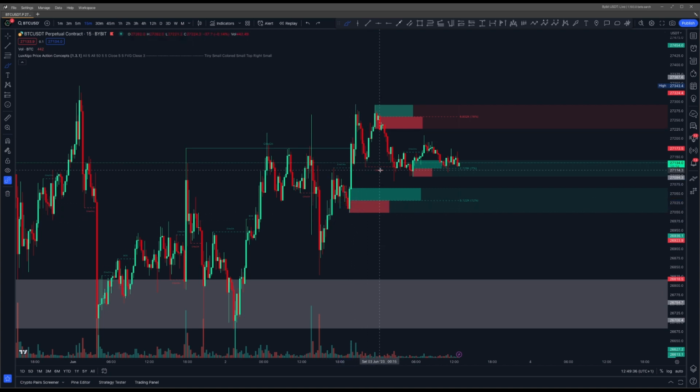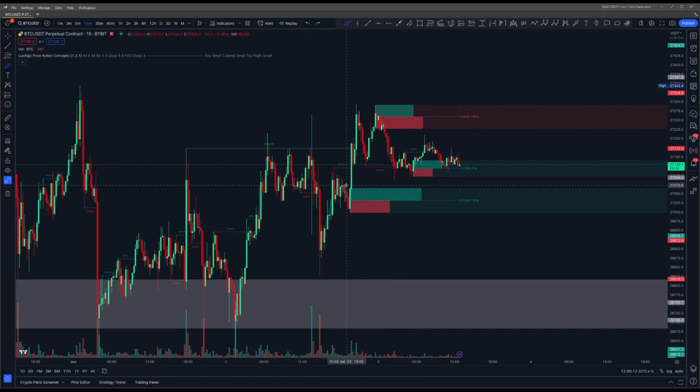The idea, and I don't believe this is true, is some sort of institutional level that decided here's where we're going to change direction. I don't believe it is that. Sometimes it's just money coming into the market at certain levels, and once it does, the Lux Algo price action concepts algorithm will create an order block on the chart. You can think about that as you will. However, I always say these things are like mass psychology.